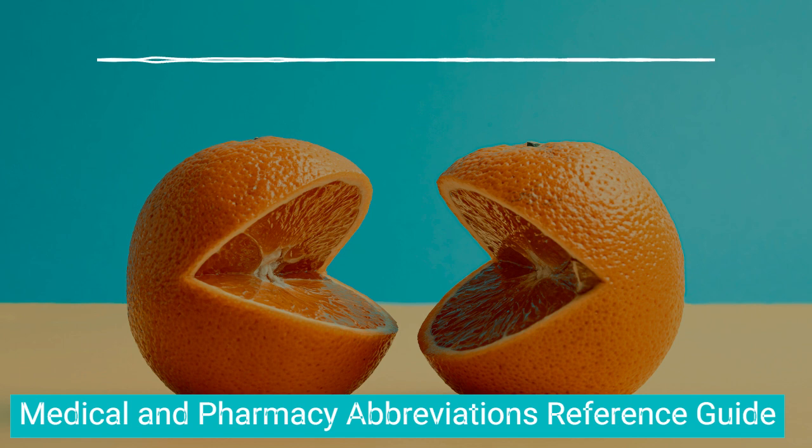Exactly. CSF is cerebrospinal fluid. CVP is central venous pressure. Sample types like EMU for early morning urine sample and MSU for midstream urine sample. RL is Ringer's lactate, a type of IV fluid. Okay. Lots to keep track of.